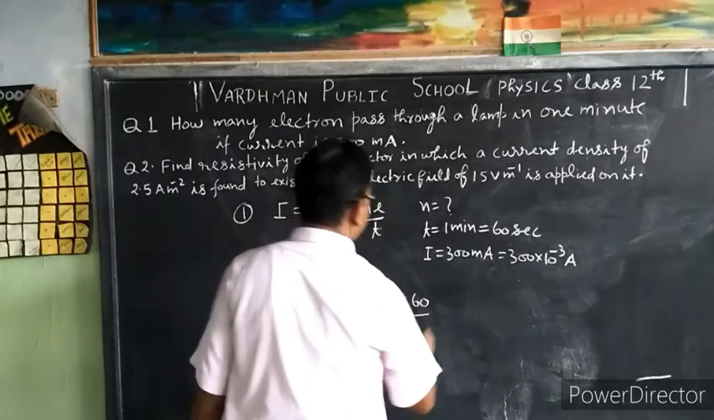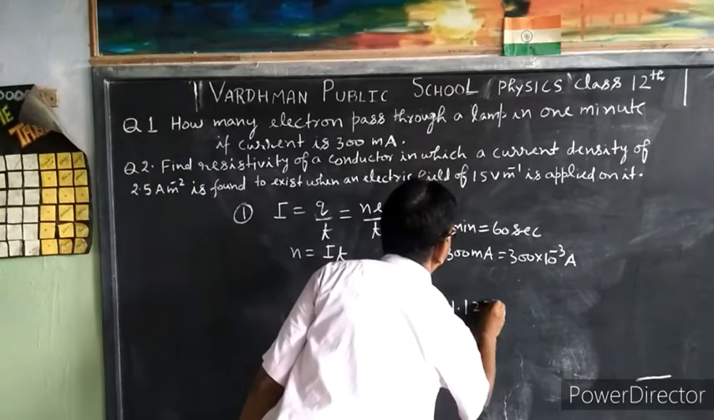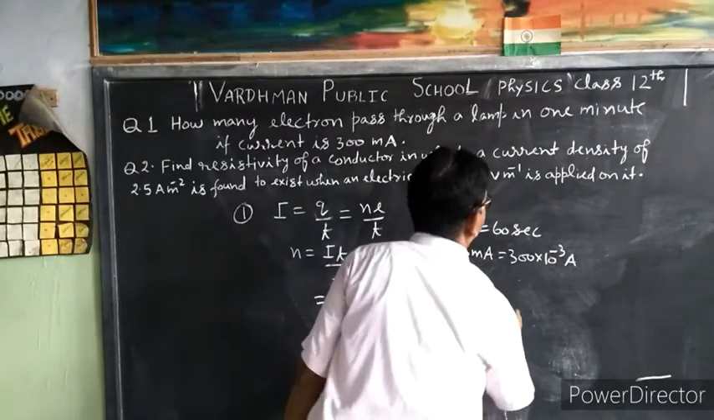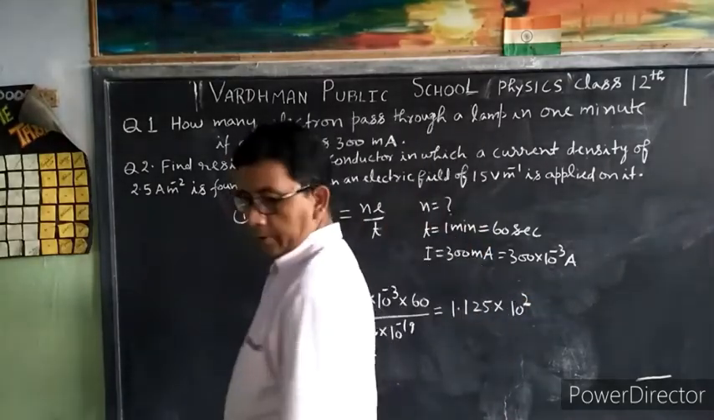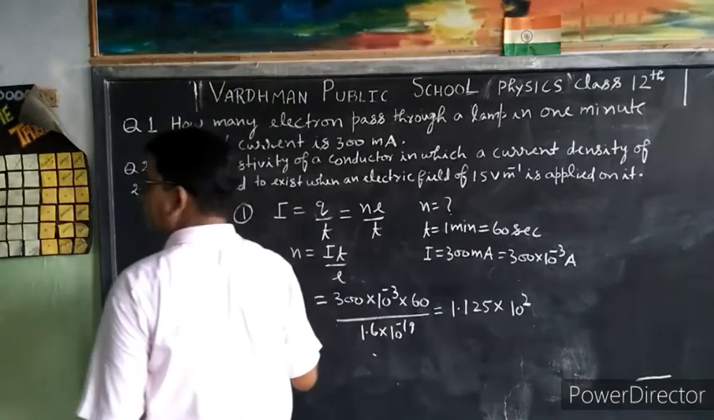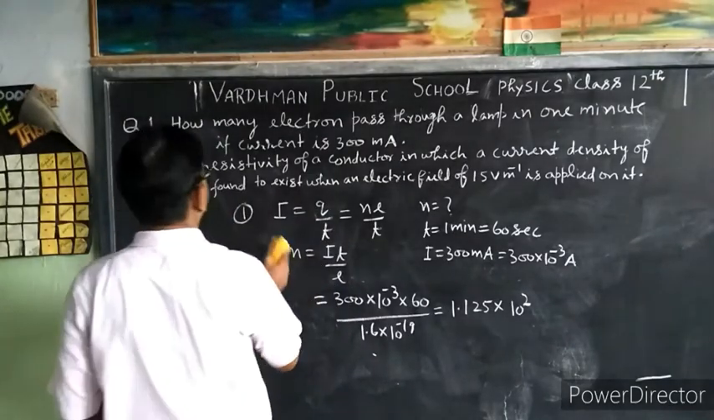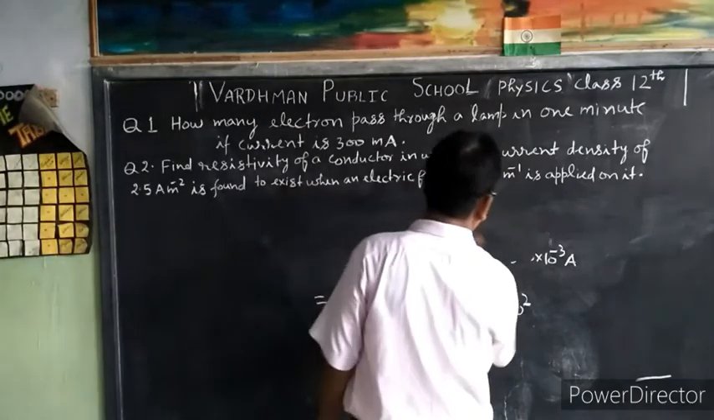When we solve this, we get 1.125 into 10 power 21. Now, the next question. Second problem.